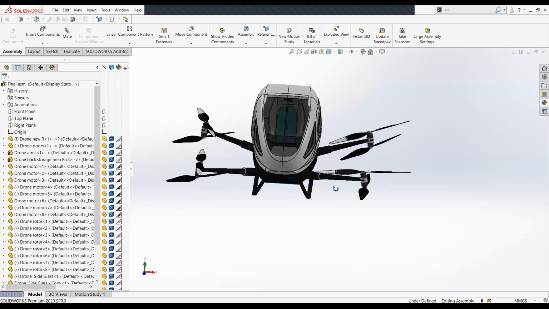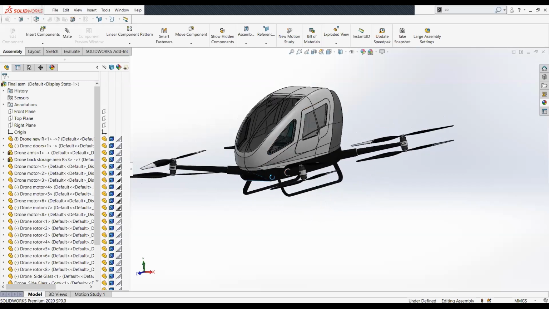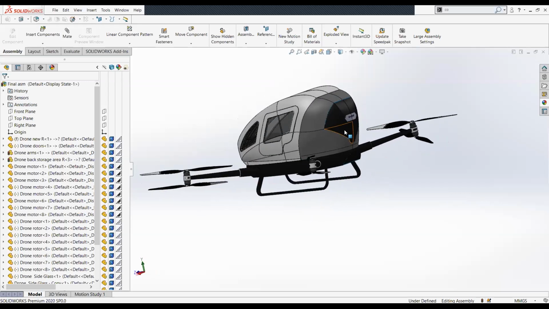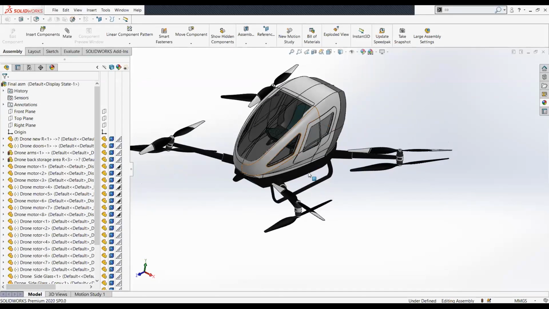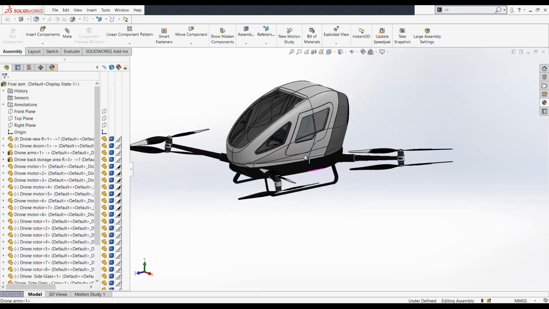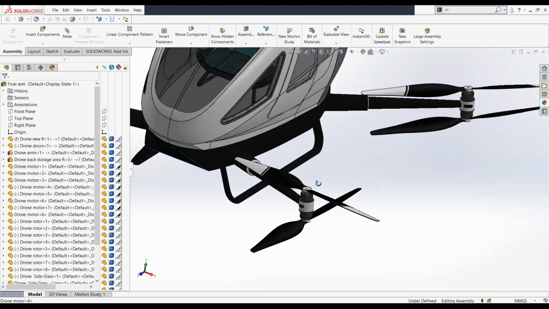This is the final assembly model of the drone. The body here is mounted on the chassis. This is the rear storage compartment, and inside, there's a chair mounted. And these are the rotors and the motors mounted on the arms.